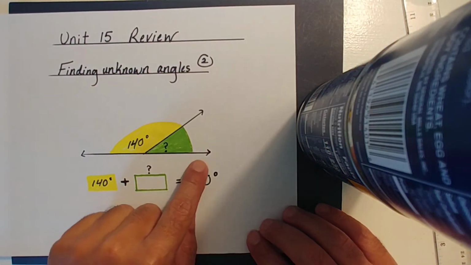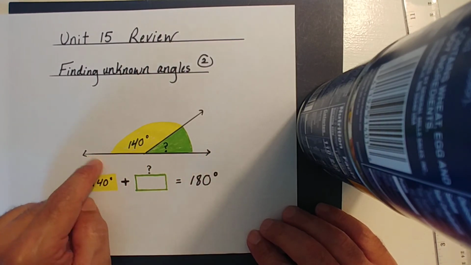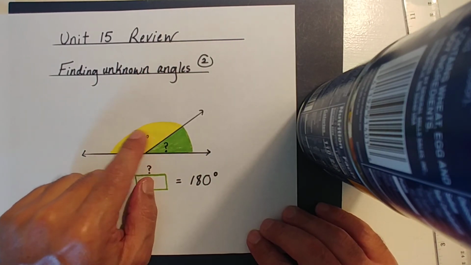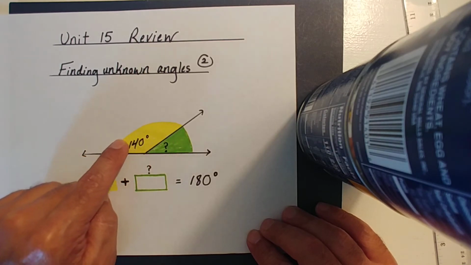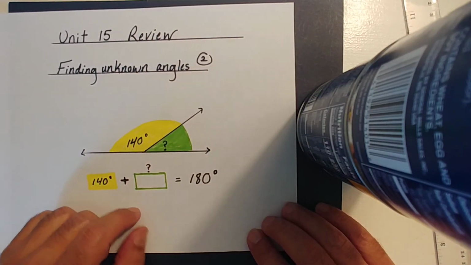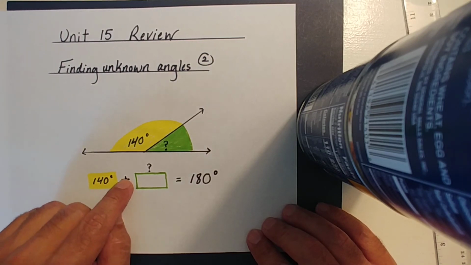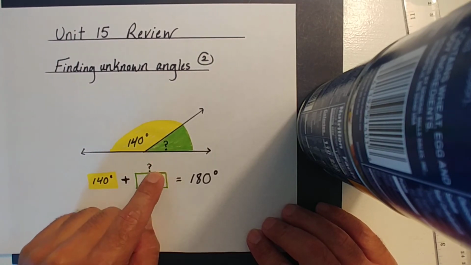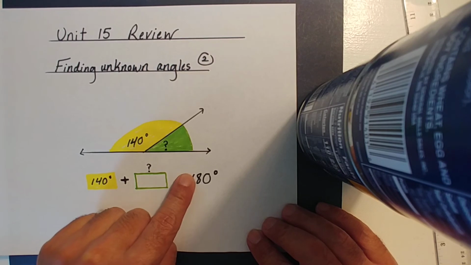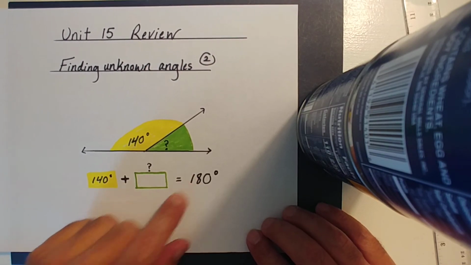We can try again using a straight angle. This is an example of the straight angle. Notice the straight line along here. So you know that this green plus this yellow would equal 180 degrees. So if they give you, let's say, the yellow area, which is 140 degrees, plus some unknown angle, which would here representing a green, has to equal the total of 180 degrees.